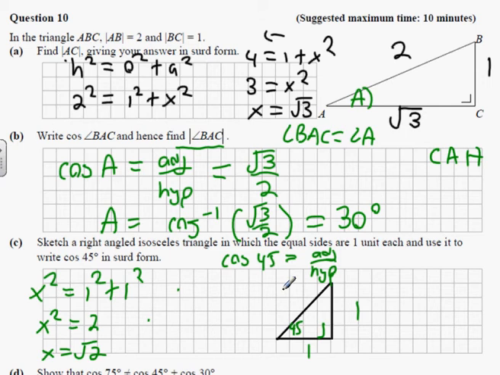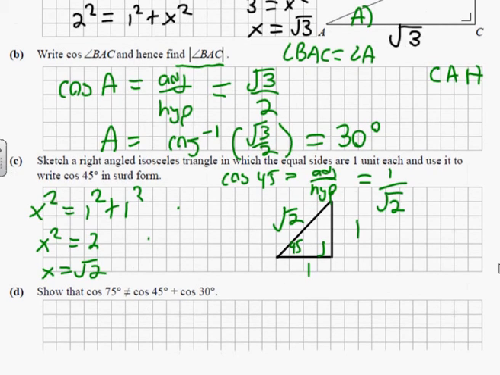Now, what's adjacent over hypotenuse now? Hypotenuse is root 2, and the adjacent is 1. So 1 over root 2. We good with that? Keep going. This is part D.